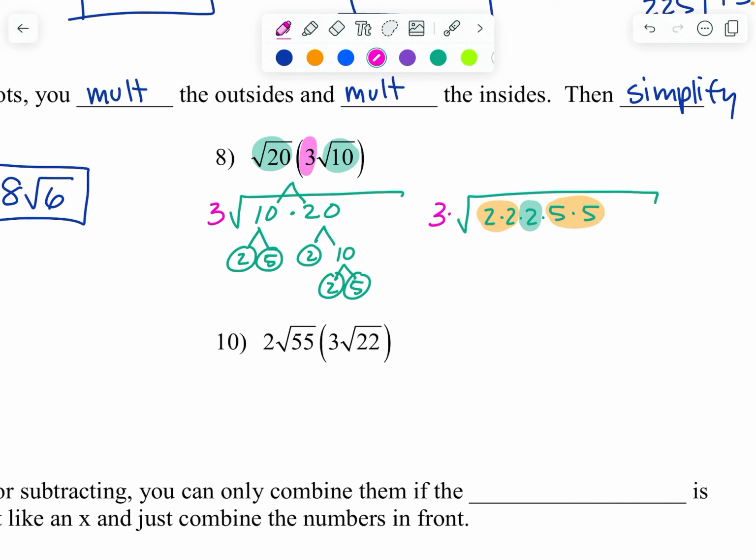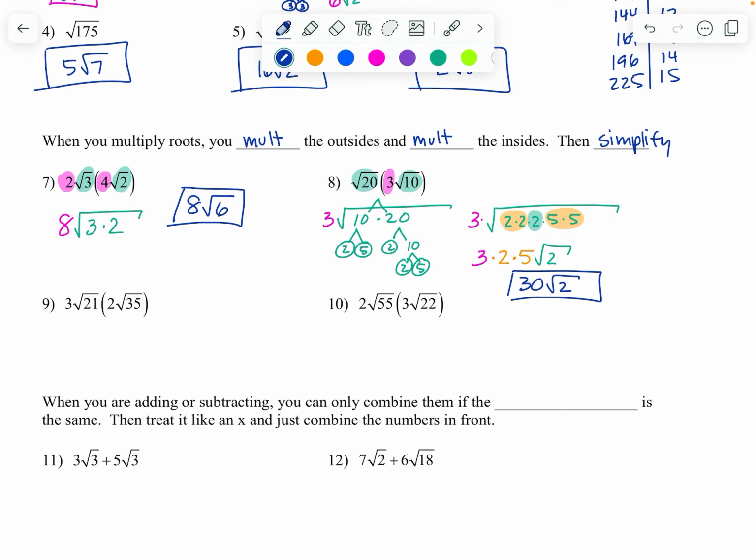And so what happens here is my 3 stays out in front. The square root of 4 is 2. The square root of 25 is 5. Of course, that's how I created them. My root 2 stays underneath. And then I can multiply outside. So I have 6 times 5 gives me 30 root 2. Try numbers 9 and 10, and then we'll come back and we'll add and subtract.